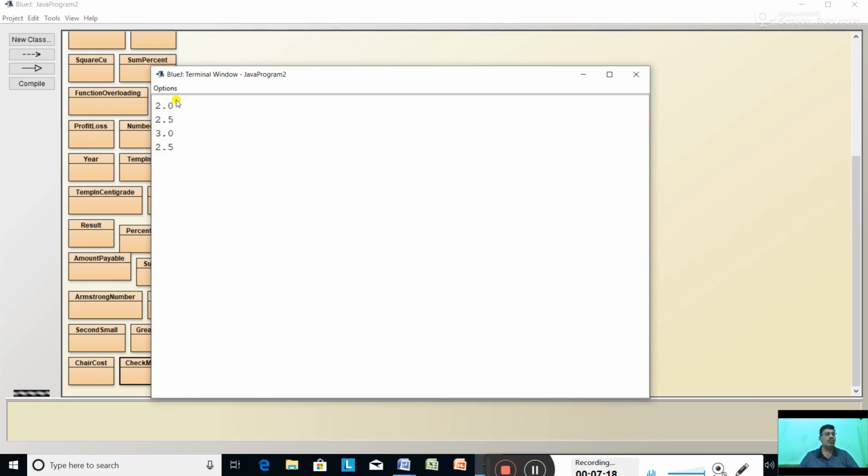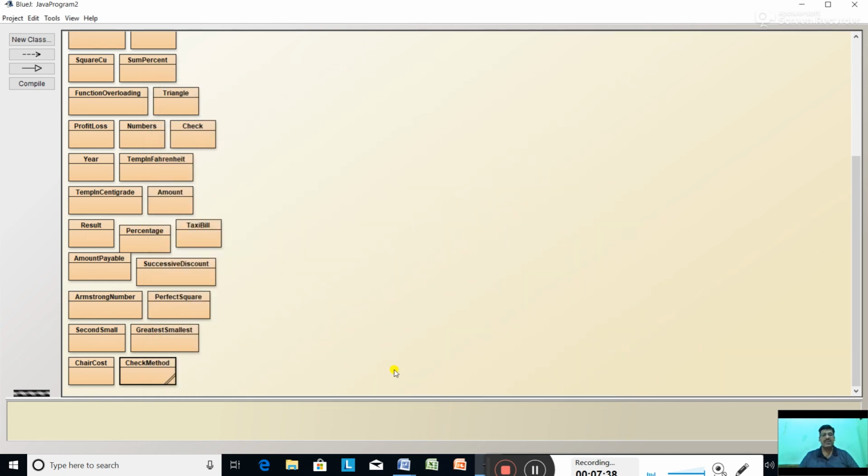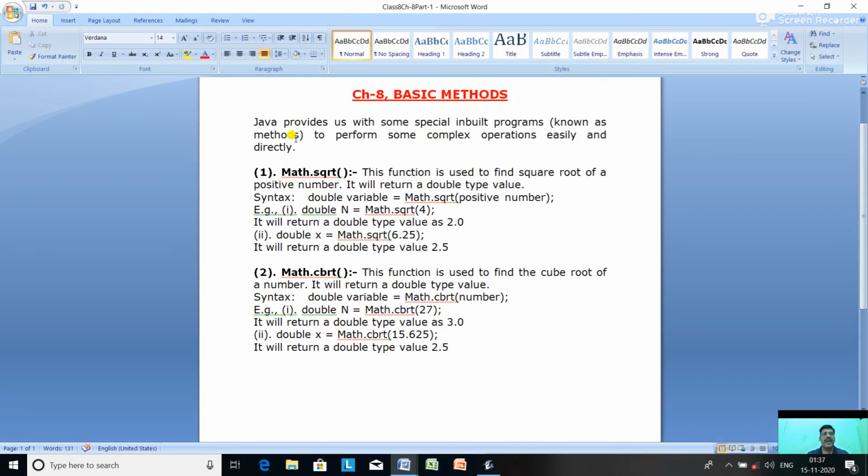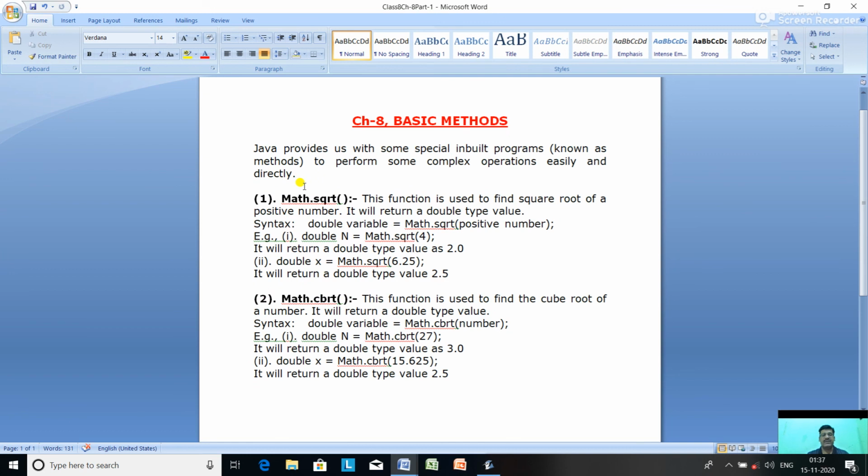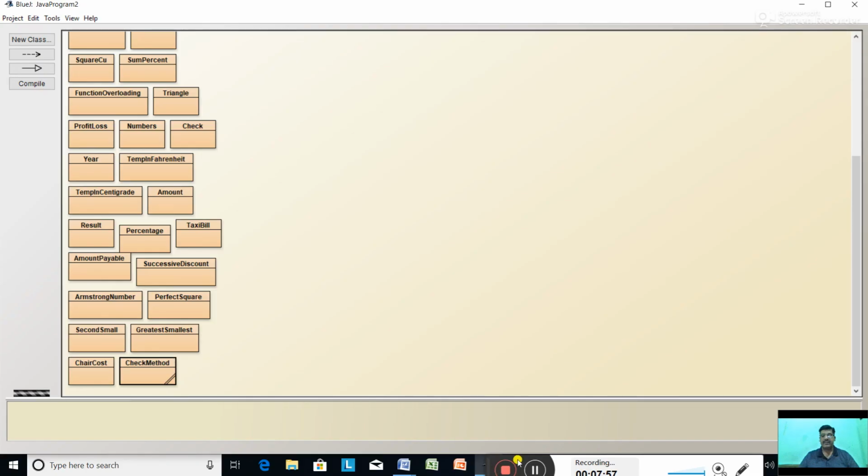Now see, the square root of 4 is 2.0, and the square root of 6.25 is 2.5, the cube root is 3.0 and the cube root is 2.5. Alright, so in today's class we have discussed both functions, that is the Math.sqrt and Math.cbrt functions. So please learn the definitions and syntax of both the taught functions and write question number 18 in your programming copy. Alright, thank you.